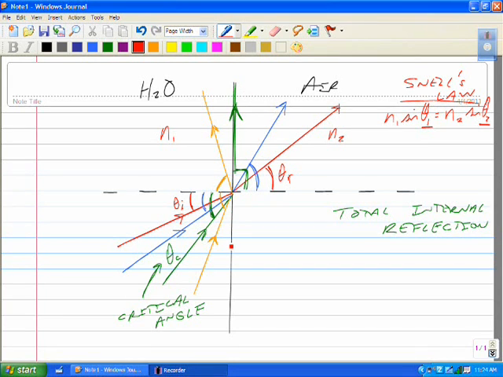It depends on how smooth this barrier is, whether it's specular or diffuse, right? Usually it's going to be diffuse, but not always, and we'll talk about that. Let's talk about a practical use of total internal reflection.